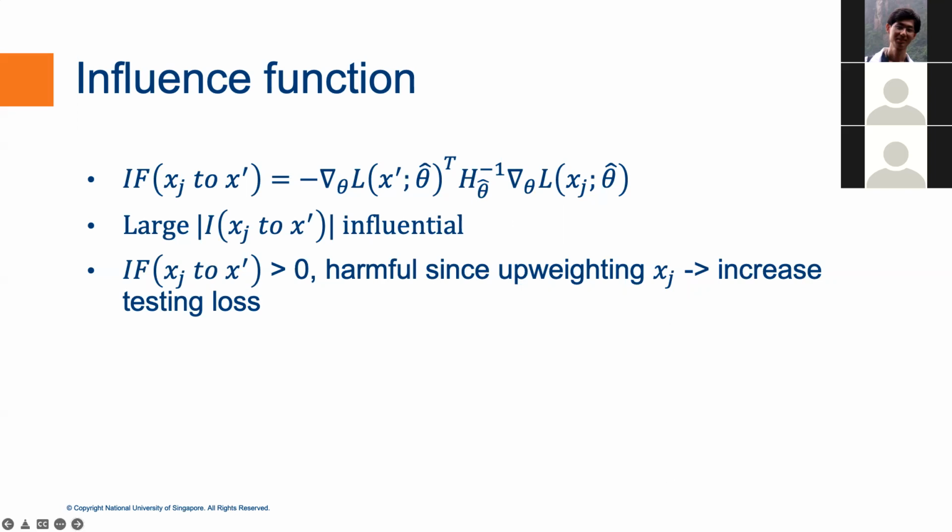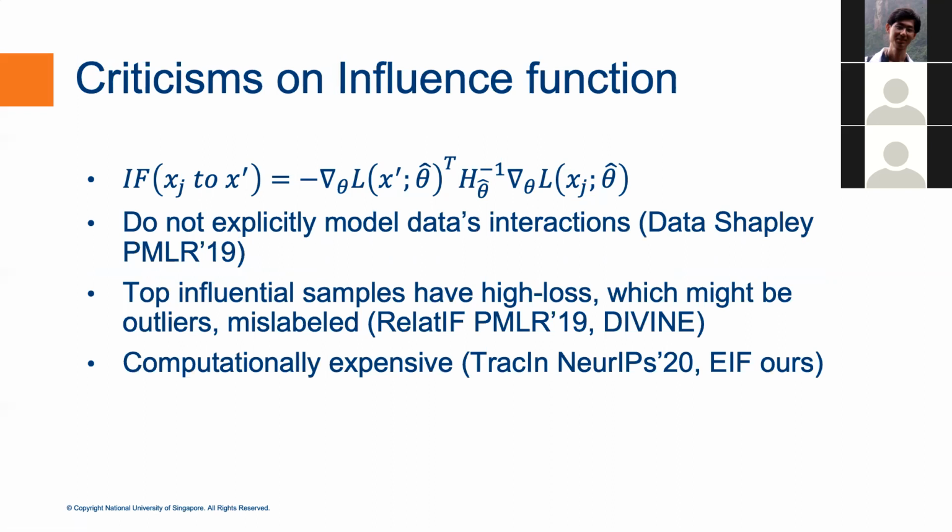Keep going on. There are some criticisms of the influence function. The first criticism is that it does not explicitly model data interaction. This was raised by a work called Data Shapley. The second criticism is that the top influential samples usually have high loss, which might be outliers or mislabeled data. And the third challenge is that computing this influence function is computationally expensive because of the Hessian inverse.